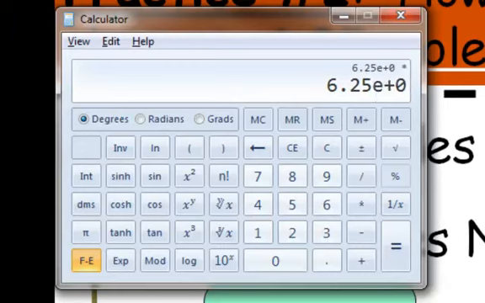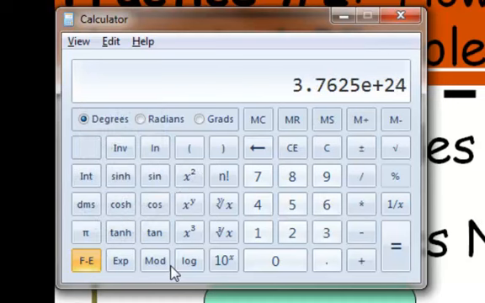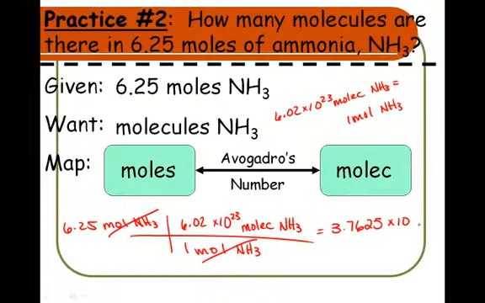6.25 times 6.02 times 10 to the 23rd, 3.762 times 10 to the 24th. This time I have 3 significant figures, the 6, the 2, and the 5. So my third significant figure here is the 6. So I look to the right, and the 2 tells the 6 to stay a 6. So my answer should be 3.76 times 10 to the 24th molecules of NH3.